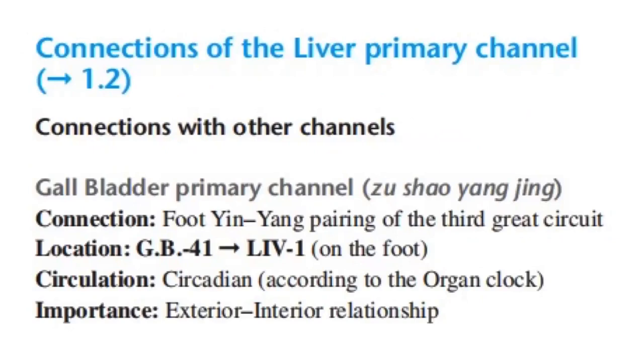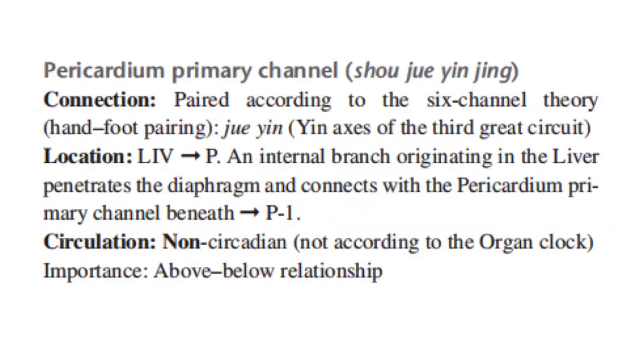Importance, exterior-interior relationship. Then it also connects to the pericardium primary channel paired according to the 6-channel theory, the hand-foot pairing, Jueyin, yin axis of the third grade circuit. Location, liver to pericardium. An internal branch originating in the liver penetrates the diaphragm and connects with the pericardium primary channel beneath P1. Circulation is non-circadian. That means it's not according to the organ clock.